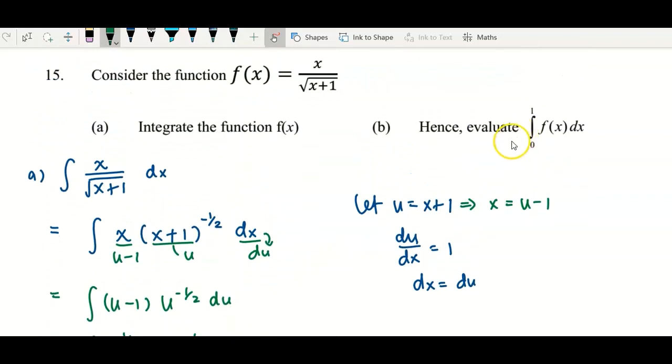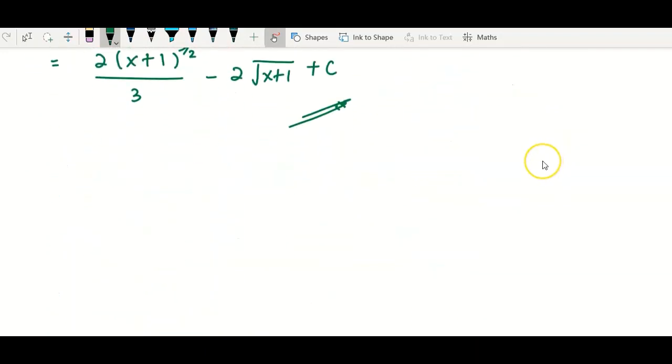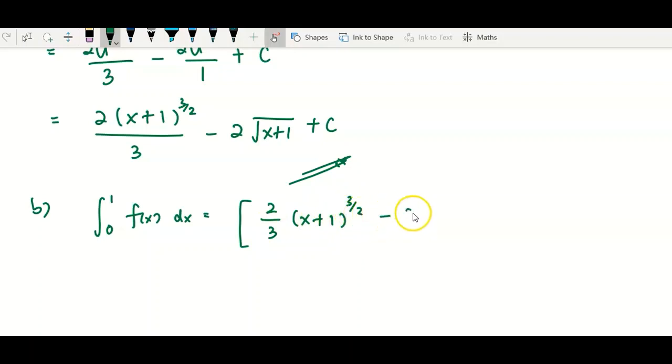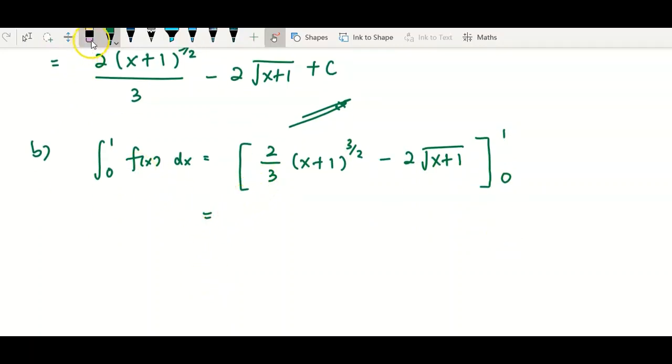After we have integrated, hence evaluate from 0 to 1. Meaning that now, dealing with question B, integrate from 0 to 1 is actually equivalent to putting in the integrated function, 2 over 3 x plus 1 power of 3 over 2 minus 2 square root of x plus 1, and don't put the c, because now we are dealing with the definite integral. Just put in your lower limit and upper limit. Alright, then now I'm going to substitute the upper limit and substitute the lower limit.